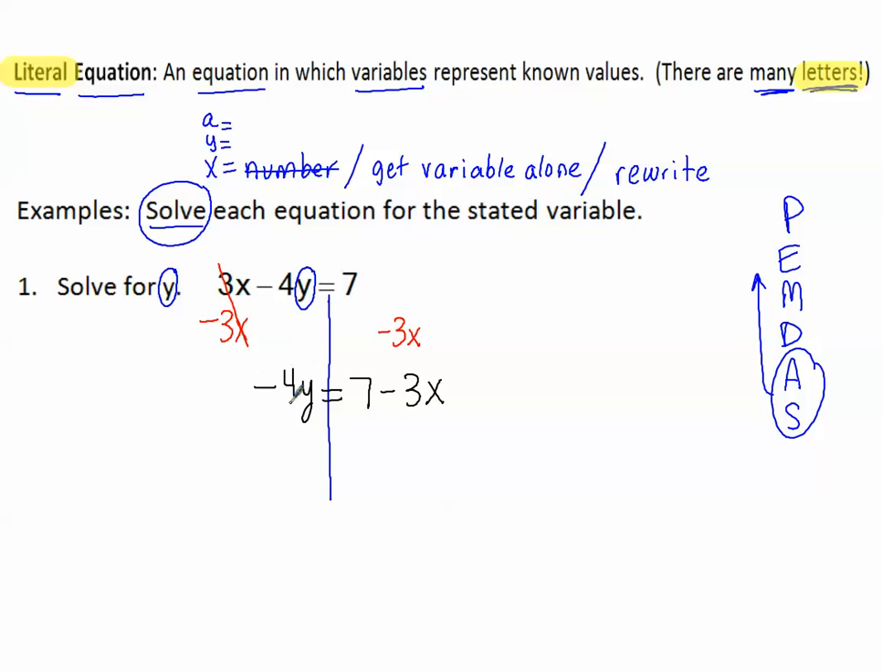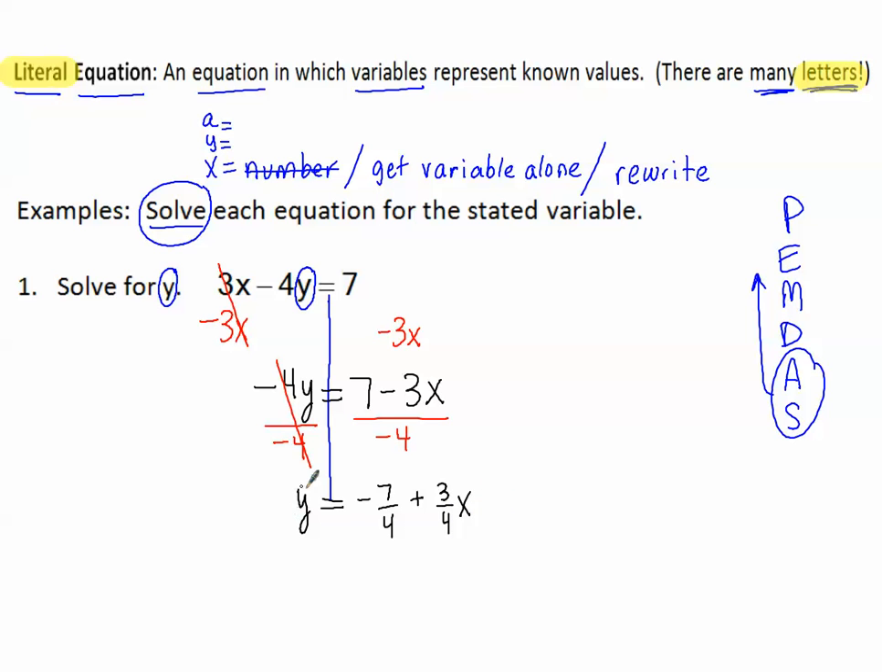Now I need to get rid of the negative 4. It's next to the y, that means it's multiplied to the y. The opposite of multiply is divide. Divide by negative 4 on both sides of the equation. That'll cross out the negative 4, and I'll be left with y equals, now I could leave the 4 as the denominator for all of it, but it's better to divide into each term. So 7 divided by negative 4 makes negative 7/4. Negative 3x divided by negative 4 makes positive 3/4 x.